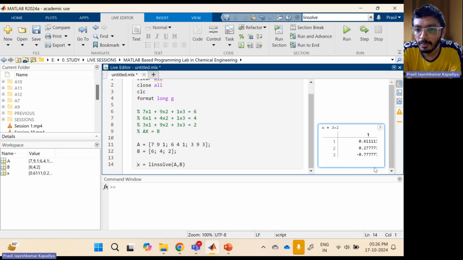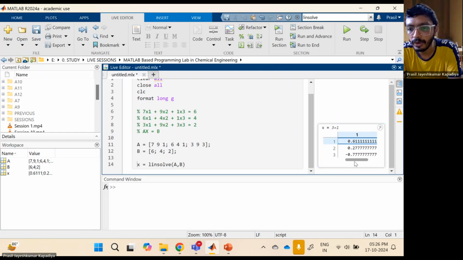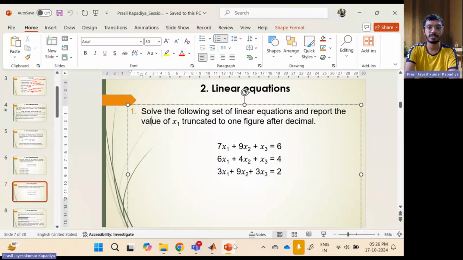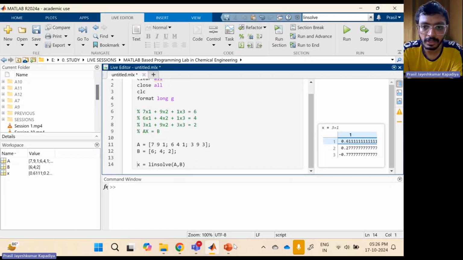So I'm getting it as 0.611, 0.277 and minus 0.277. So what is asked of us? x1 truncated to one figure after decimal. So my answer is 0.6.